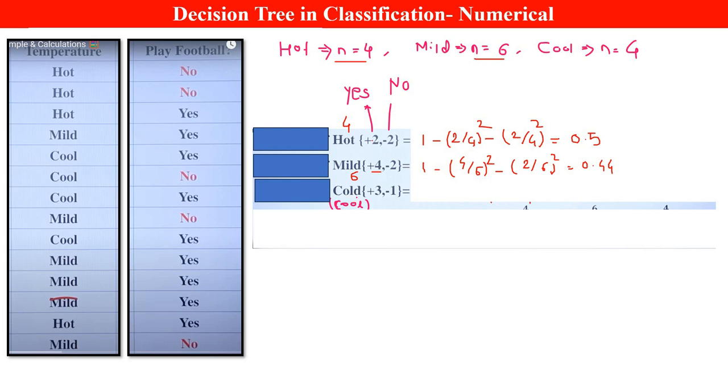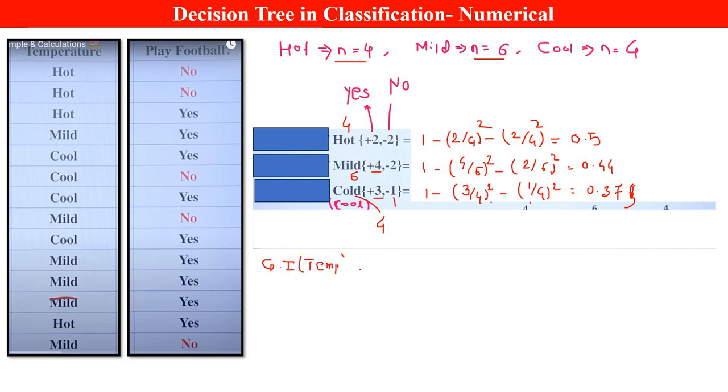Now cool is coming 4 times. Out of that, 3 is yes. So 3 times yes. The probability of yes is what? It is 3 by 4 square minus no is coming only 1 time. So this is 1 by 4 square. So if you calculate this value, this value comes out to be 3.375. Okay.